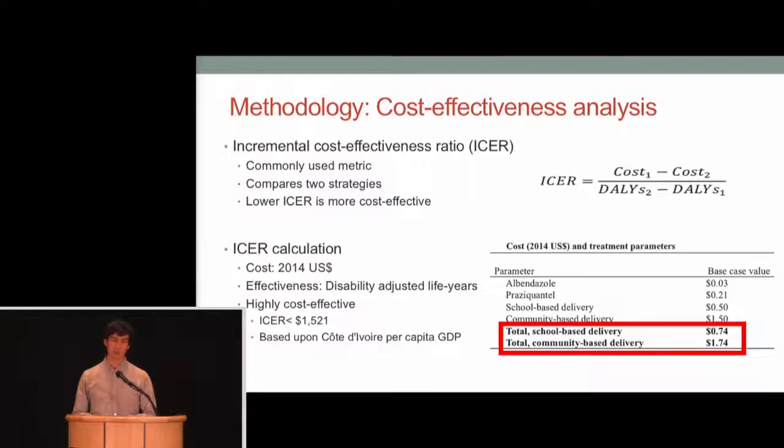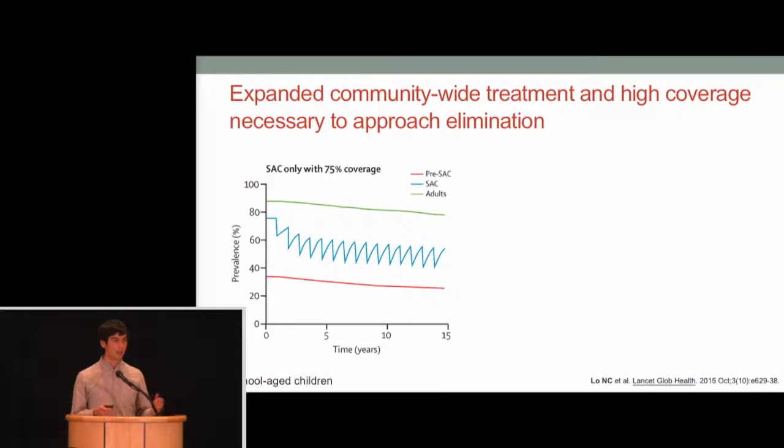Now, to give some idea of what these programs cost, we estimate from literature about 75 cents per school child and about $1.75 for community treatment per person. Now, we then do simulations using the transmission model to look at how school-based compares to community-based treatment. And here we have the simulation for school-based treatment.